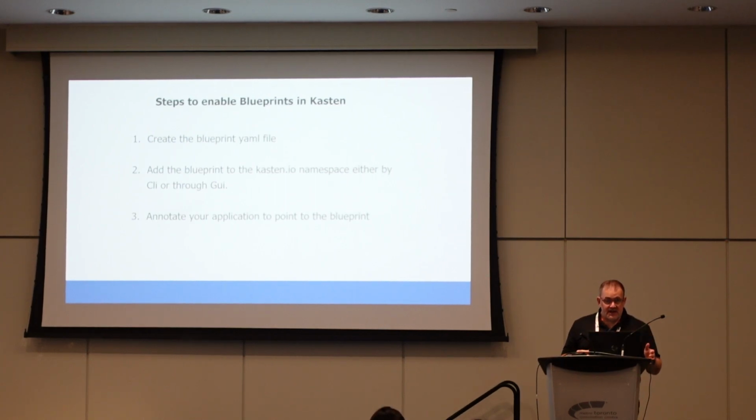You can do it either through the CLI, so kubectl -f and then your YAML file, and then -n kasten-io, or you can do it in the UI, the GUI. And then the last step is simply to annotate your application and tell it, okay, use blueprints. And then when Kasten goes to do its backup, it'll see that annotation and pick up that blueprint. It's as simple as that.